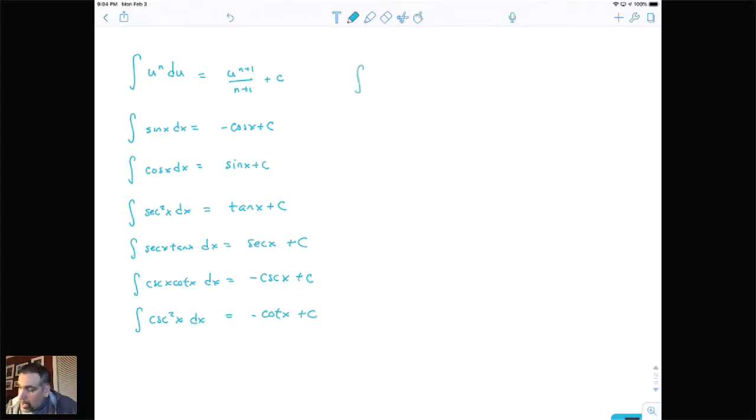The next three we're going to talk about are exponential and logarithmic. So we should know the integral of e to the x dx is equal to e to the x plus c. You should be familiar with the integral of a to the x dx, where a is any constant, which would be a to the x over the natural log of a, plus c. And then the integral of 1 over x dx is equal to the natural log of the absolute value of x, plus c. So that takes our total now to 10.